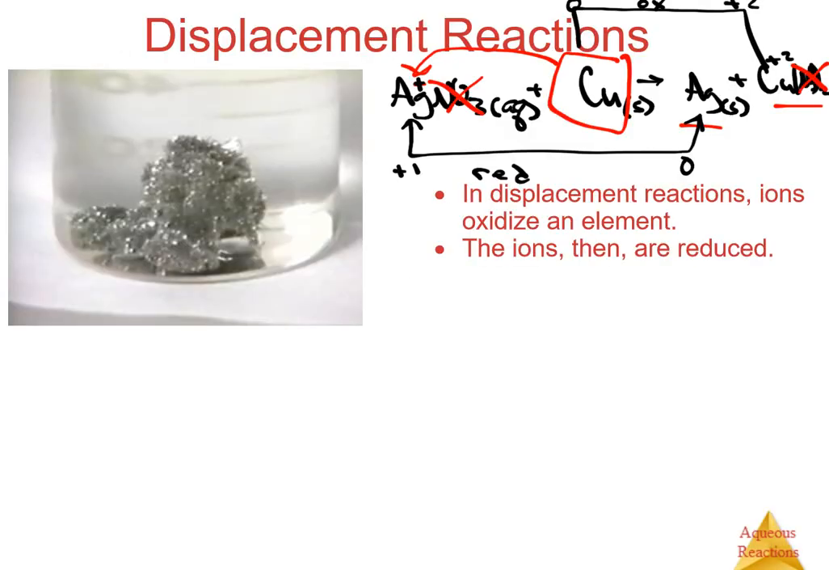The last parts that we want to work on are what we call displacement reactions, which are what we just did. It's when you have a metal put into a solution and it produces a different metal and a different solution. So in this example, you had silver nitrate plus solid copper that produces solid silver and copper 2 nitrate. So in displacement reactions, ions oxidize an element. The ions then are reduced. You don't have to have this part super rock solid, so we'll go quick, but just look here.